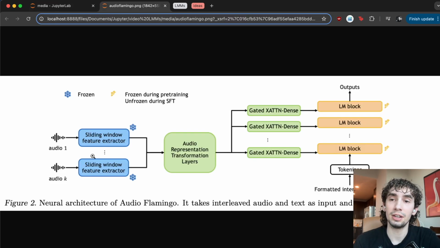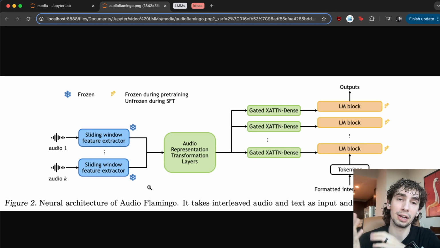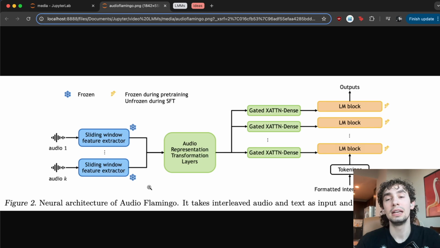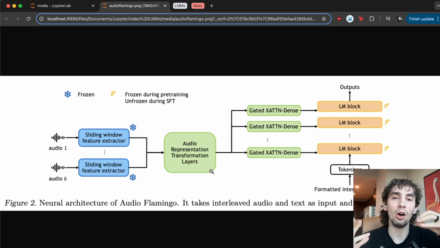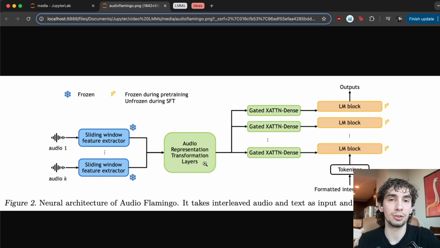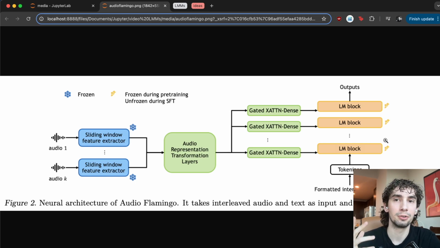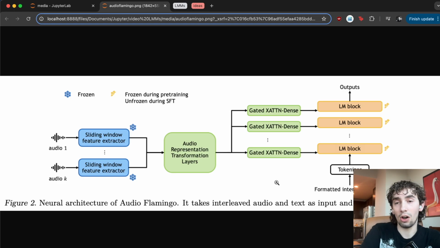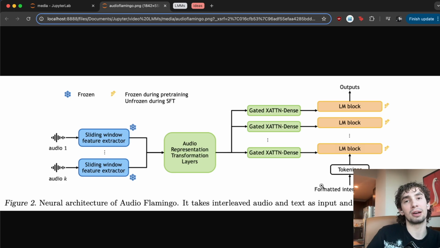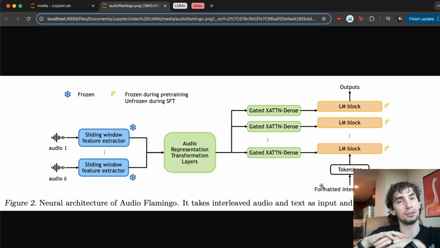Similar to what we've seen, some form of audio encoder, whether it's a CLAP model or a Wave2Vec style model, is going to do the encoding, and then all of those representations are going to be run through the cross attention layers, which are intertwined between frozen language model blocks. This allows us to then take all of this text and audio input and have the language model itself attend to what is most relevant during its reasoning and generation.